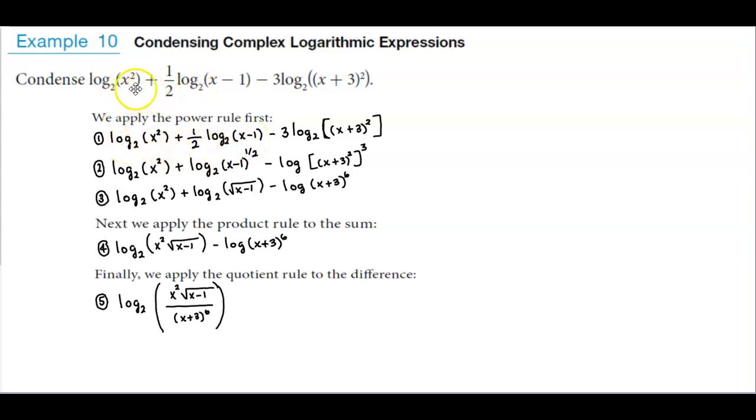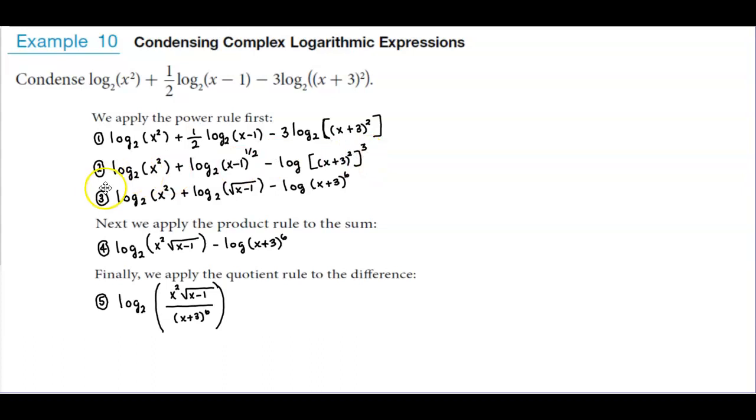So in the first step, I'm just rewriting what was given in the first part of the question. And so in step 2 is where we're going to be applying the power rule. So we do not have a product in the first term. In the second term, we have 1/2 times the log of base 2 of x minus 1. So we can rewrite that 1/2 now as the exponent of x minus 1. So it's plus the log of base 2 times x minus 1 to the power of 1/2. And then minus the log of x plus 3 squared, and that's raised to the third power.